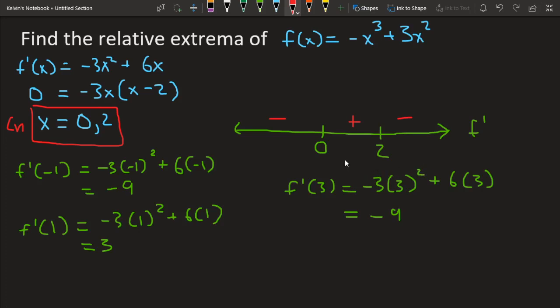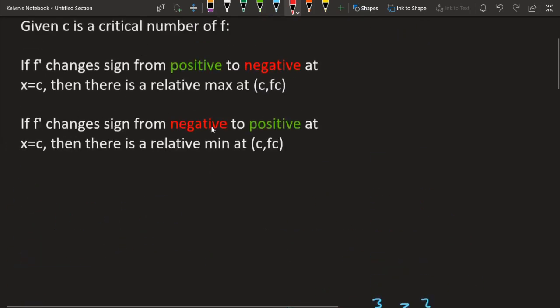And now we have to find the relative extrema, which is also known as the relative minimum or maximum. And for this, we can use the first derivative test we learned earlier up here. And the way to use this is we find when f prime changes sign from positive to negative, then it is a relative max. And if it changes from negative to positive, then it is a relative minimum.